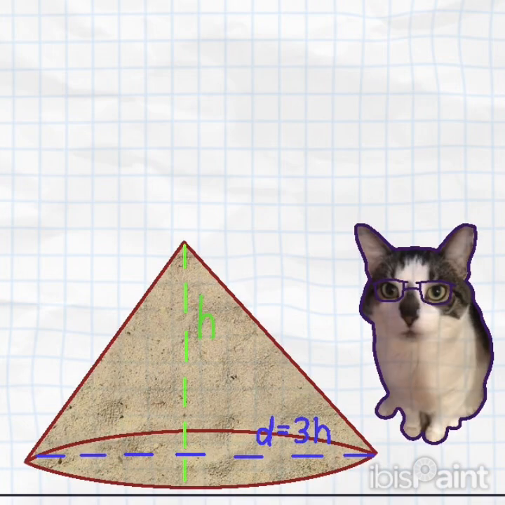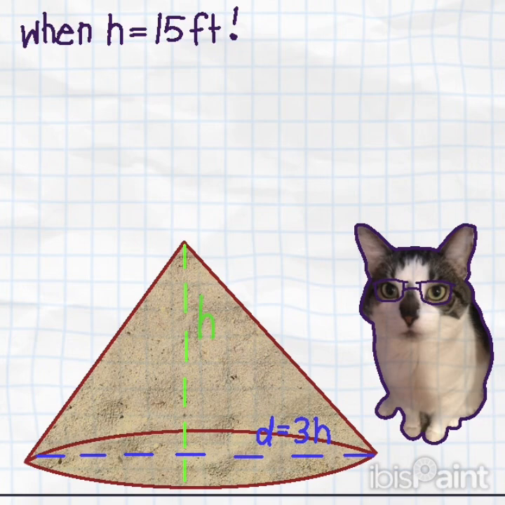Also given that the diameter of the base of the cone is 3 times the altitude, or height of the cone. And given that information, it's our job to figure out the rate at which the height of the pile is changing when the pile is 15 feet high. So let's set up some variables.